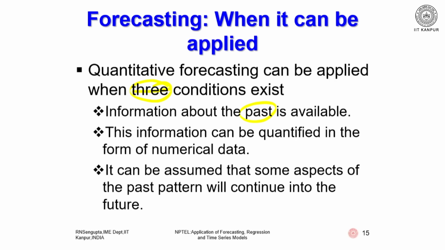This information can be quantified in the form of numerical data, as I said, and as you would have seen in the pictorial diagram for the grain production for India, or say for example, the temperature in Fahrenheit for New York Central Park. And the third condition is that it can be assumed that some aspect of the past pattern will continue in the future, which is very important, which means the cyclicity, trend, variability, whatever it is, we assume it will be repeated.